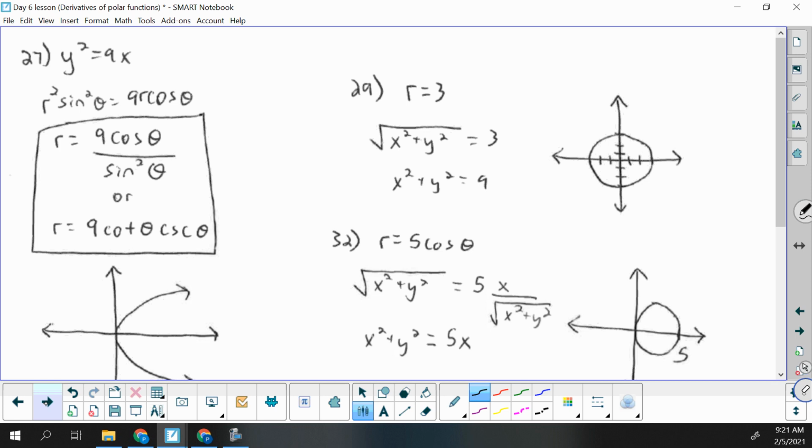Again, fill in your r sine theta for y, your r cos theta for x. Divide your sine squared theta over, and also divide one of the r's out, and you just get r equals 9 cos theta over sine squared, or you could write it with your reciprocal properties as seen there as well.